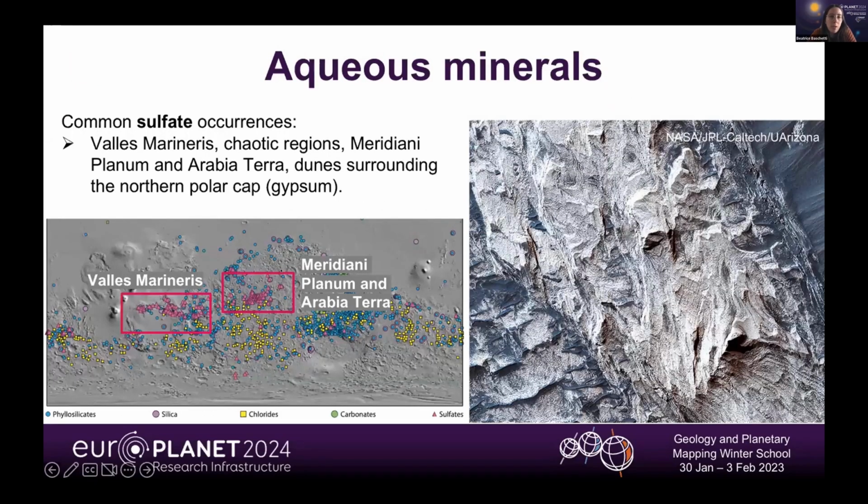The common sulfate occurrences around Mars are shown here. We have lots of sulfates in the Valles Marineris area, in the Meridiani Planum area and Arabia Terra. You can see here on the right also a typical example of a sulfate-rich outcrop, which is usually very bright.